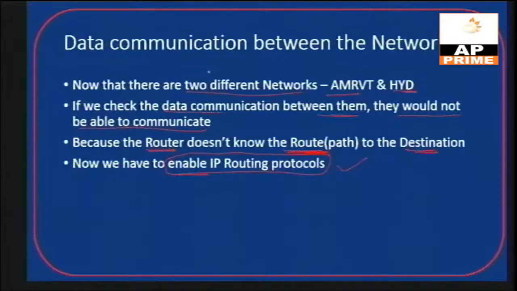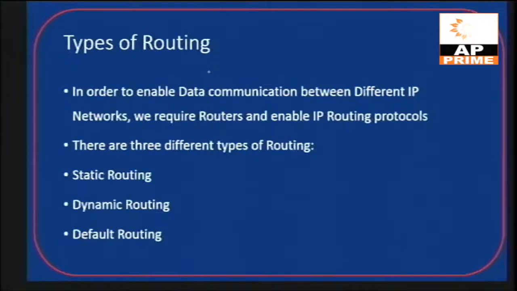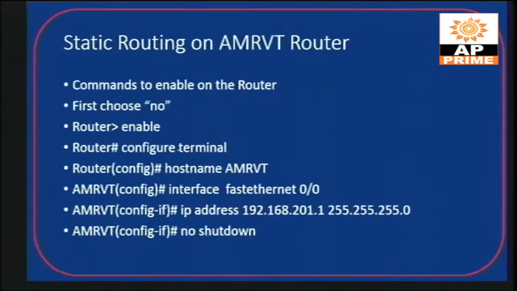So from what we have learned so far, we're going to see the different types of routing protocols. One is static routing, two is dynamic routing, and the third is default routing. To start with, we will look at how to configure a static route and the commands that we have to enable on the router, so that the AMRVT network can communicate with the network in Hyderabad. These are the various commands that we have represented here to use on the router.